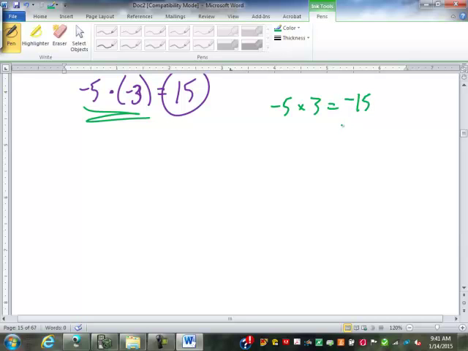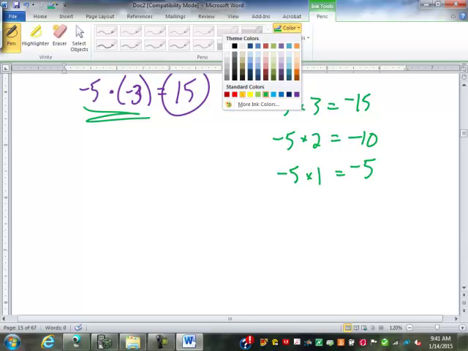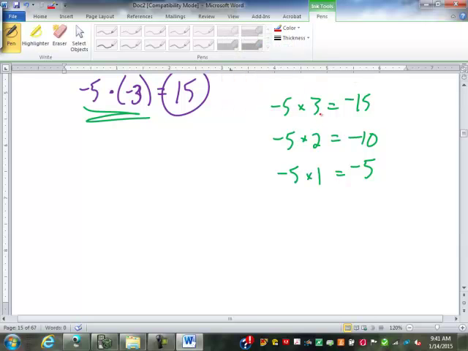Negative 15, right? So what if I do negative 5 times 2? What do I get? Negative 10. Negative 5 times 1. Negative 5. So let's look at what's going on here. When I start with a negative 5 every time, if I reduce what I'm multiplying by 1, my answer goes up by 5.